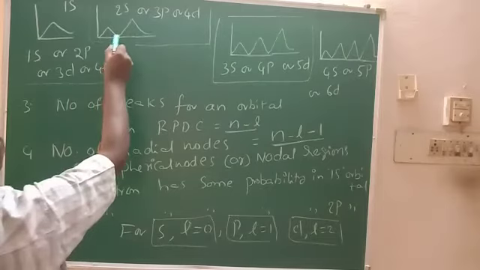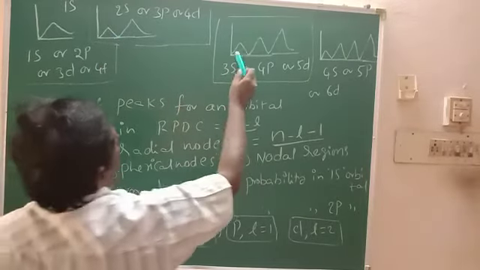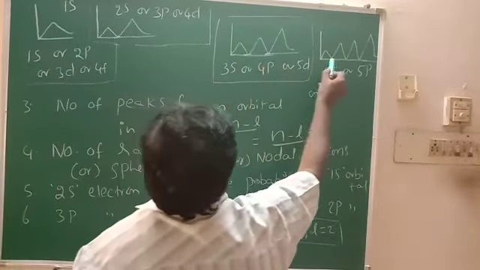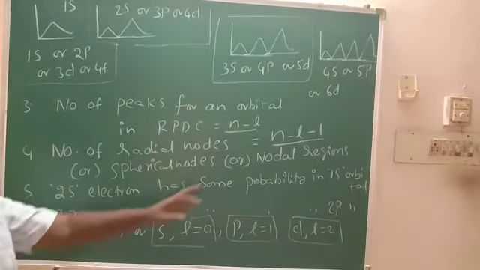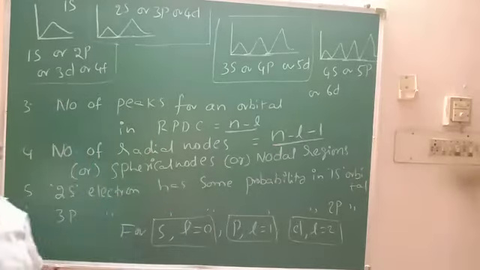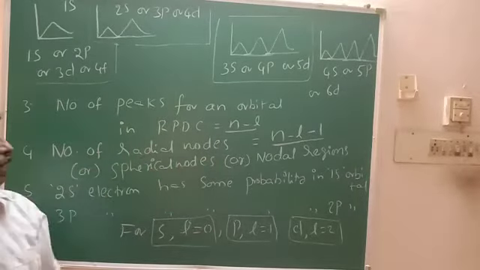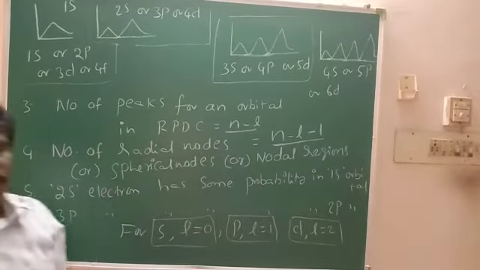And radial nodes, now let us see. These are the radial nodes. Here there is no radial node. Here 2 radial nodes are there. Here 3 radial nodes are there. So radial nodes is equal to n minus l minus 1. Peaks, how many? n minus l. Radial nodes, how many? n minus l minus 1.